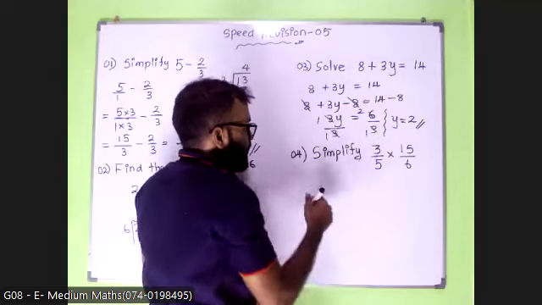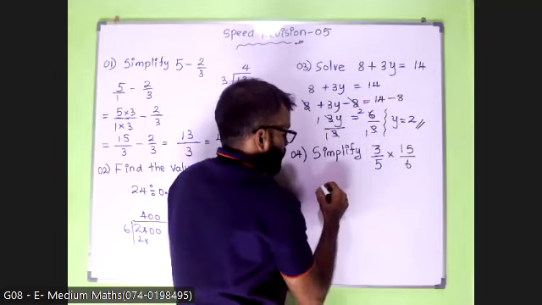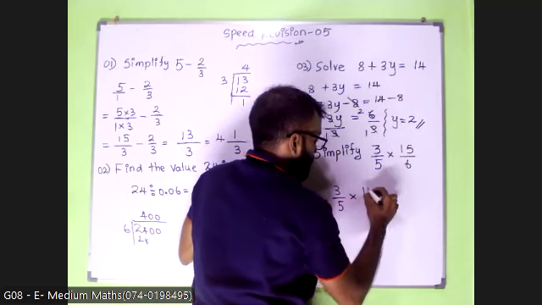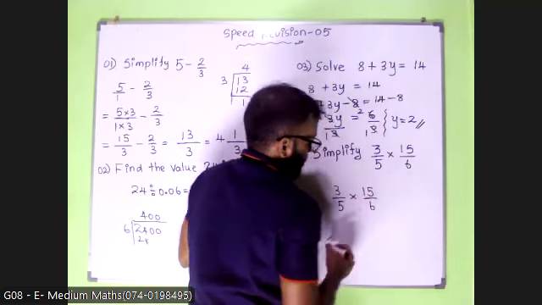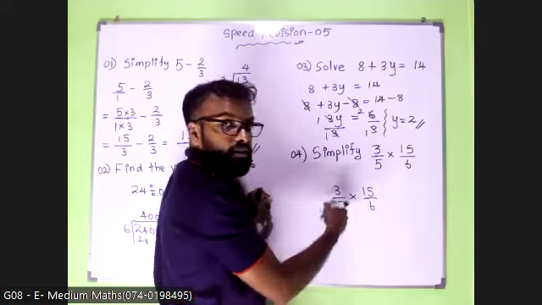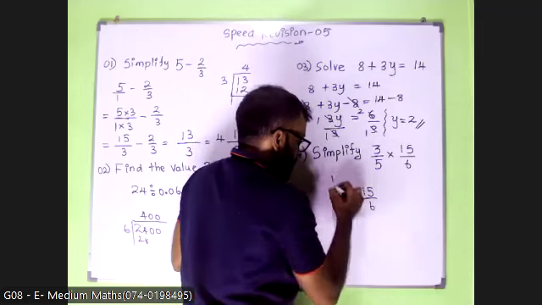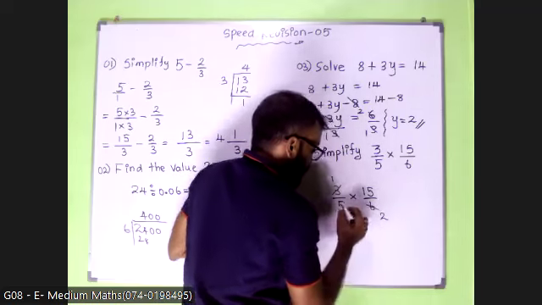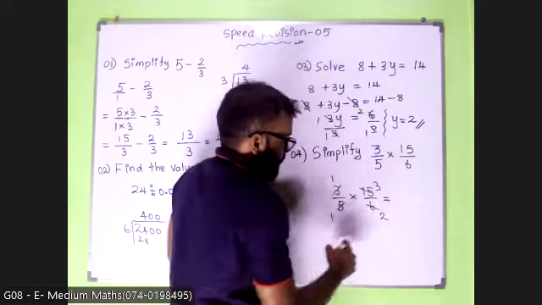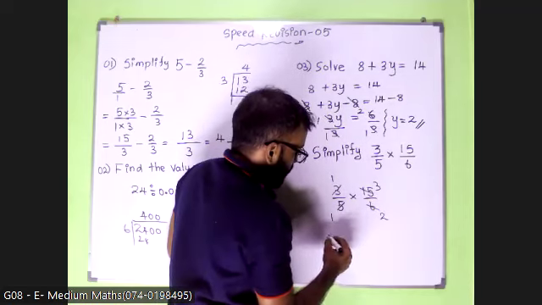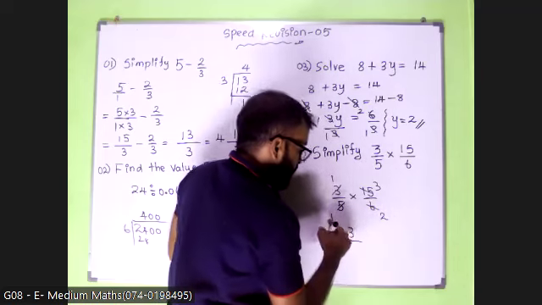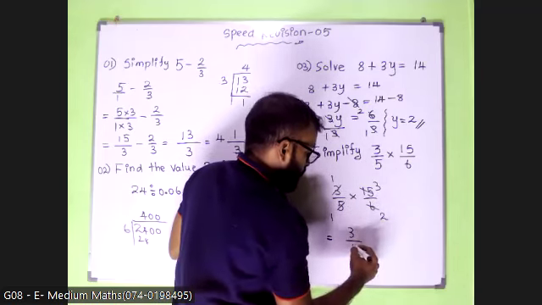Let me refresh your knowledge. Like simplify this one. I will rewrite this: 3 upon 5 multiplied by 15 upon 6. I can further simplify the numerators and denominators. 3 times 1, 3 times 2, 5 times 1, 5 times 3. In the numerator, 1 times 3, 3. In the denominator, 1 times 2, 2.